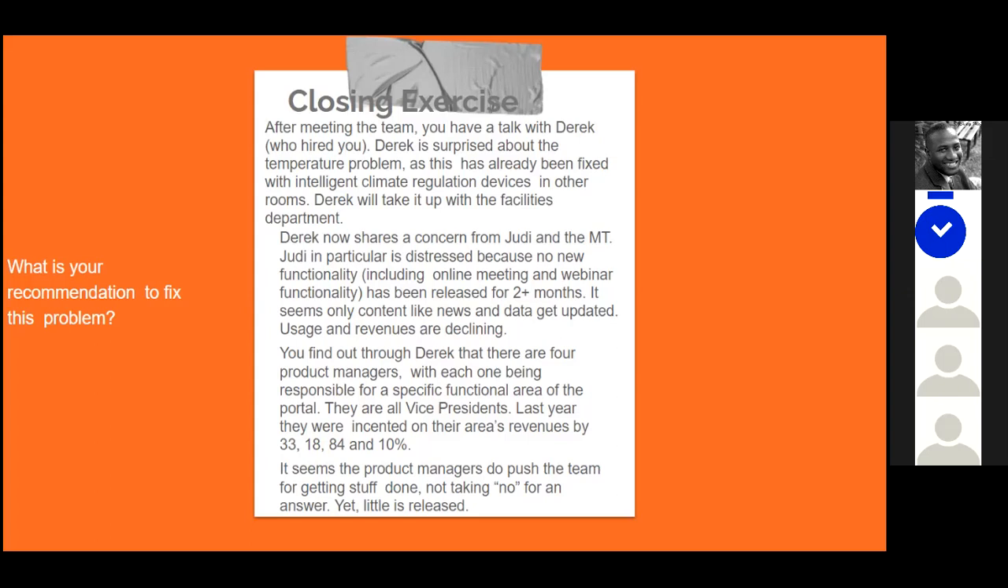You find out through Derek that there are about 4 product managers, with each one being responsible for a specific functional area of the portal. They are all vice presidents. Last year, they were incented on their areas' revenue by 33, 18, 84, and 10%. It seems the product managers do push the team for getting stuff done, not taking no for an answer. Yet, little is released. What is your recommendation to fix this problem?